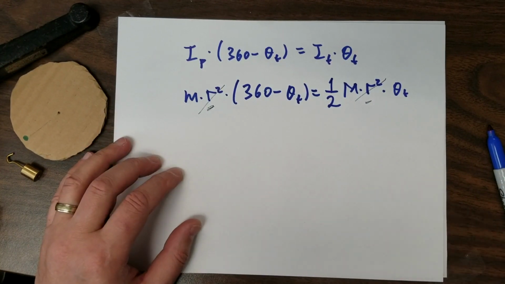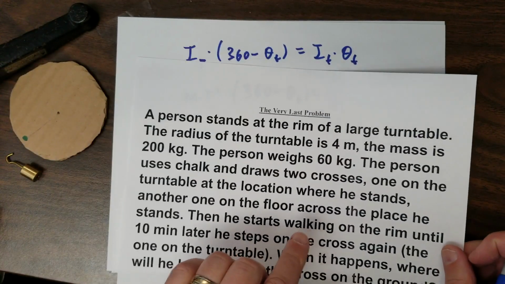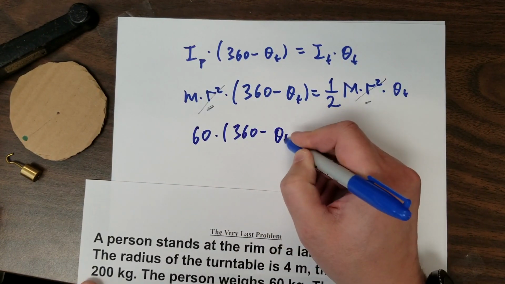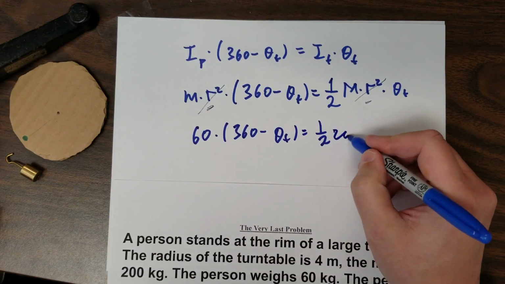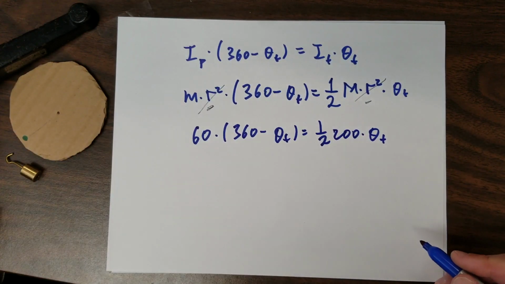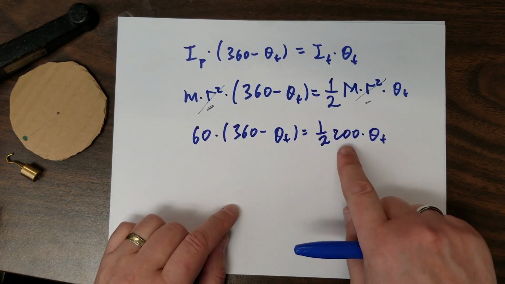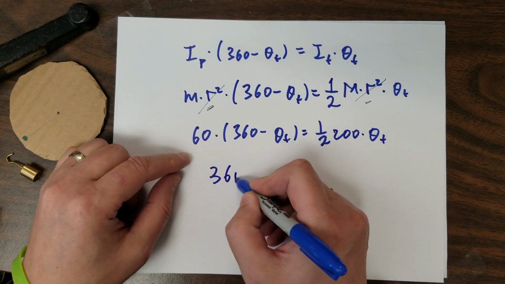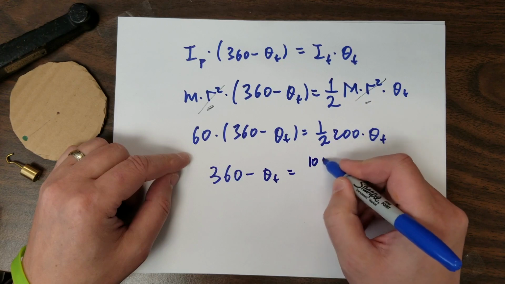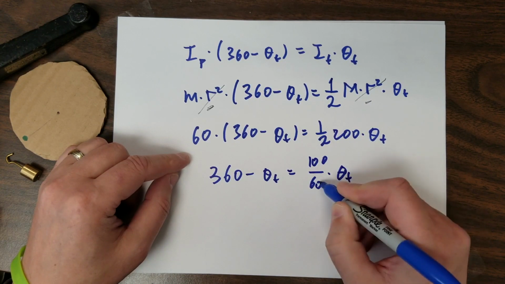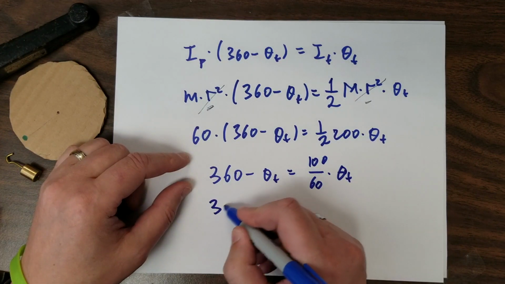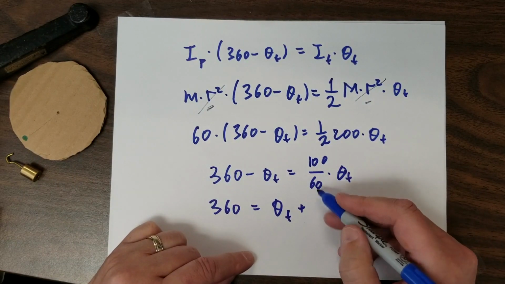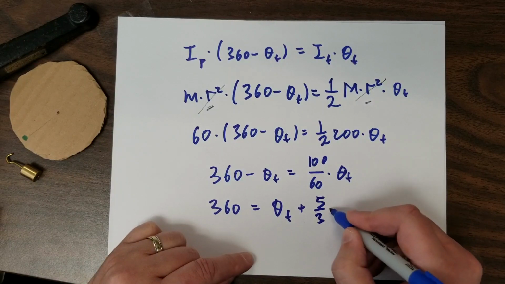And we also can now plug in numbers for masses. 60 for the person, 200 for the turntable. Well, 200 over 2 is 100, and 360 minus this should be equal to 100 over 60 times the same unknown. So 360 should be equal to, I take this over here, this unknown plus 5/3, same unknown.